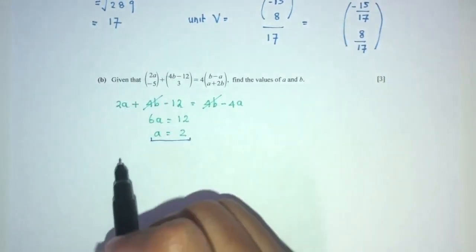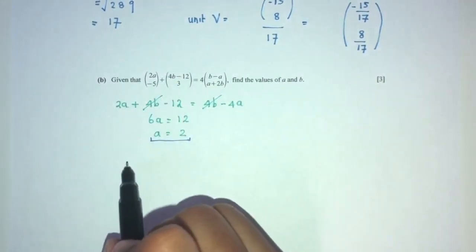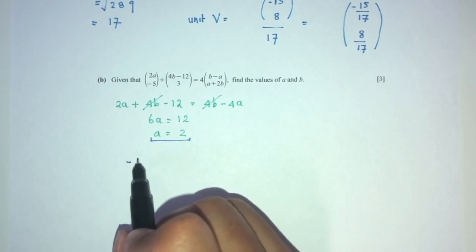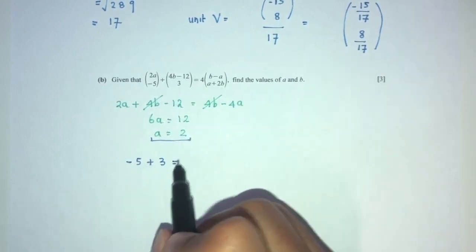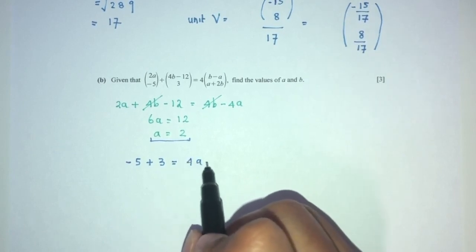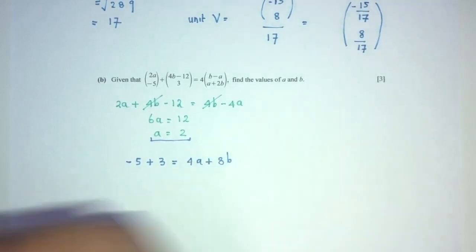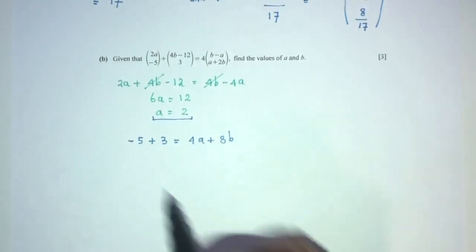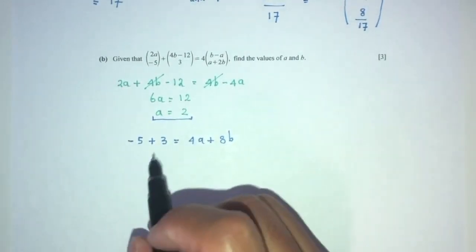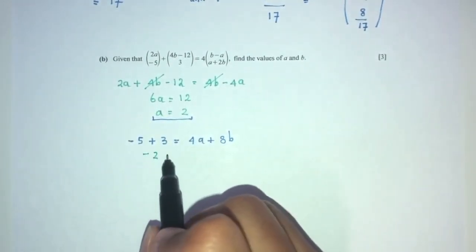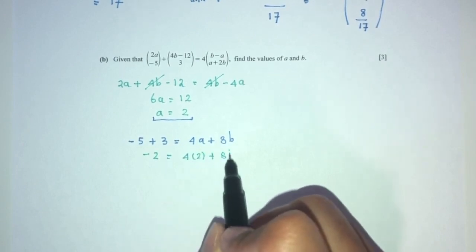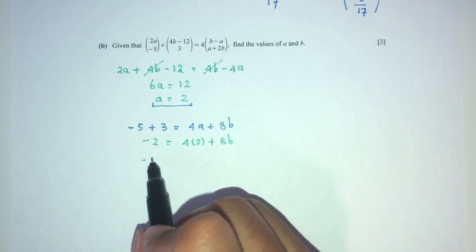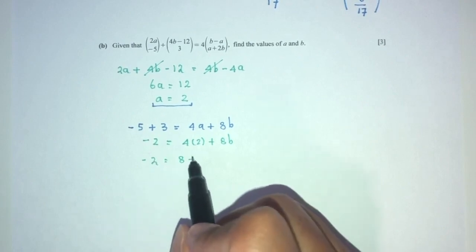Now the other one will be, here we have minus 5 plus 3 is equal to 4A plus 8B. Now simplify obviously. So here we have what? Minus 5 plus 3 will be minus 2 is equal to 4 times A plus 8B. Now minus 2 is equal to 8 plus 8B.